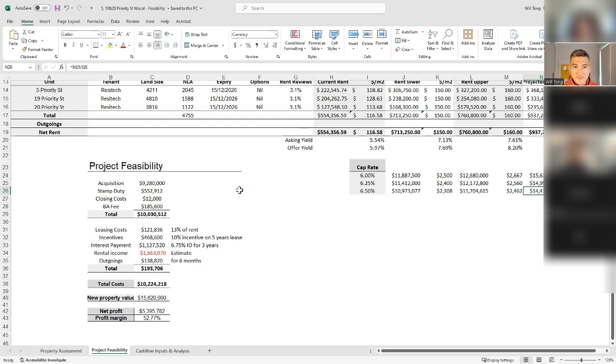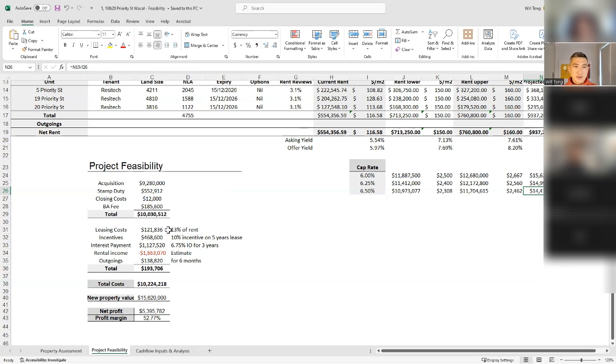So on that note, we factored in how long we feel it's going to take to lease the property out, and how much it's going to cost in terms of leasing fees, incentives, interest payments, etc. We've come up with this feasibility, and I'll explain this bit by bit. The first part is the acquisition. That's the price that we paid for it, the stamp duty, the closing costs like legal fees and building inspections, and consulting costs. All up, about $10 million was the total acquisition cost for that particular property.